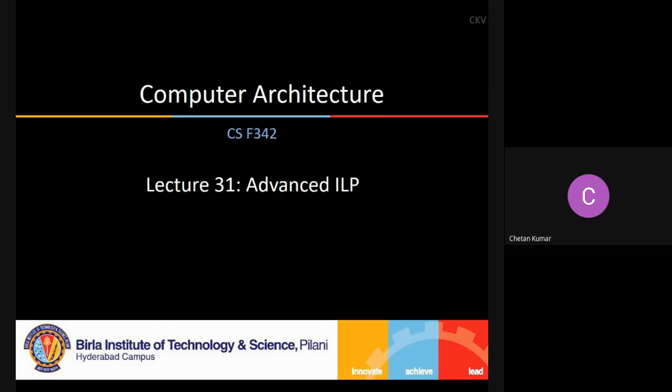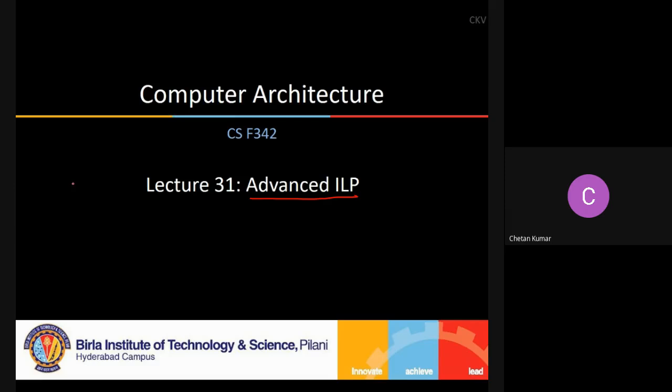Okay, so again, specifically, we were discussing advanced ILP, advanced instruction level parallelism. One of the techniques of implementing instruction level parallelism is pipelining, which we have already studied. The second way of increasing the instruction level parallelism is having multiple issue processors. Multiple issue processors basically means that you will be able to fetch two instructions at a time, decode two instructions at a time, and so on.